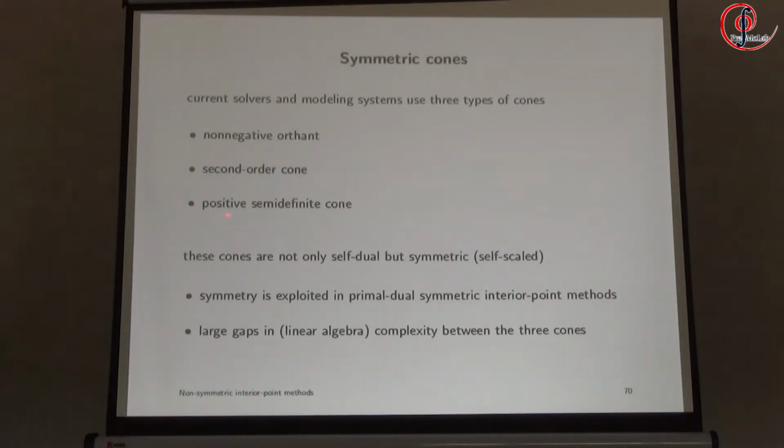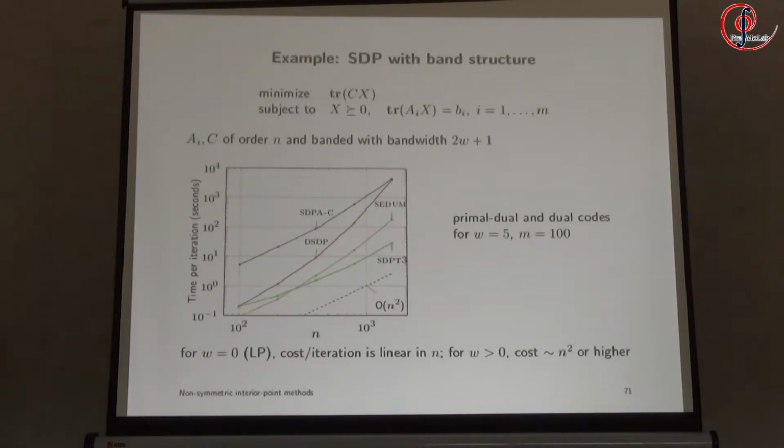But the problem with this organization is that there are large gaps in the complexity between these cones. Not the iteration complexity, the linear algebra complexity per iteration. A small experiment, or 2 experiments, to show this: first, look at an SDP with a band structure and a small band, for example tridiagonal, where the coefficients C and A_i are all band matrices with a half bandwidth W.